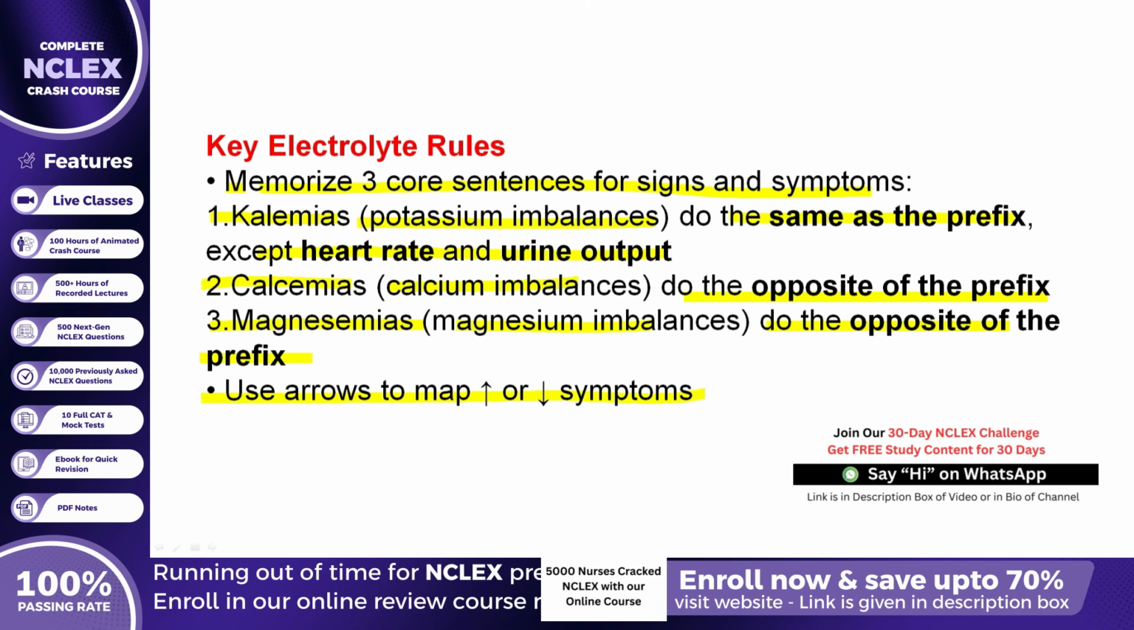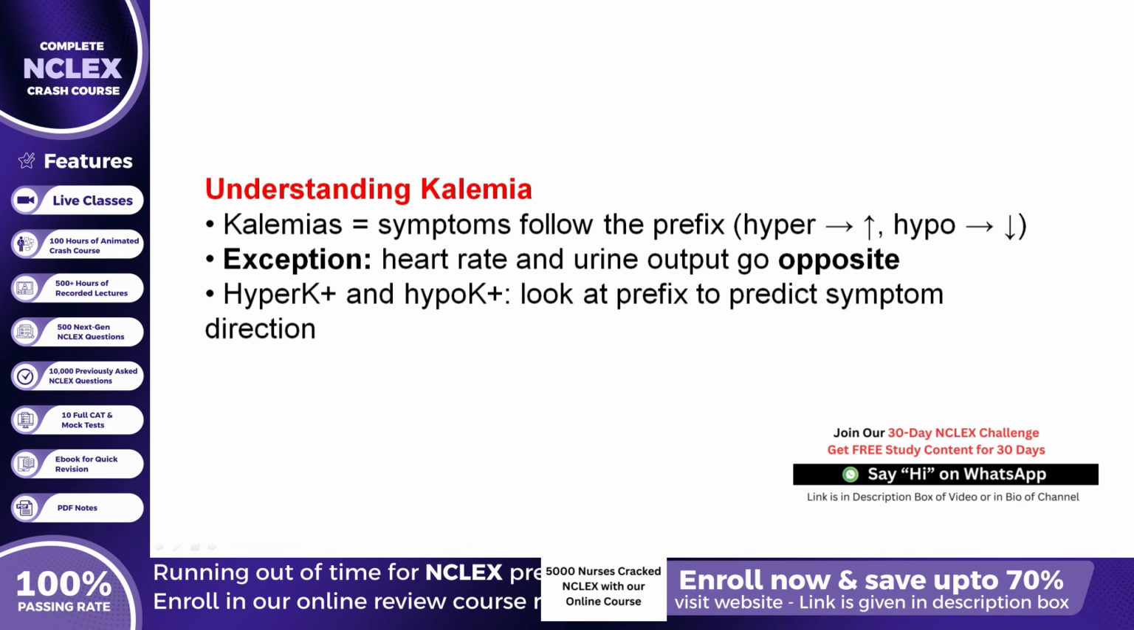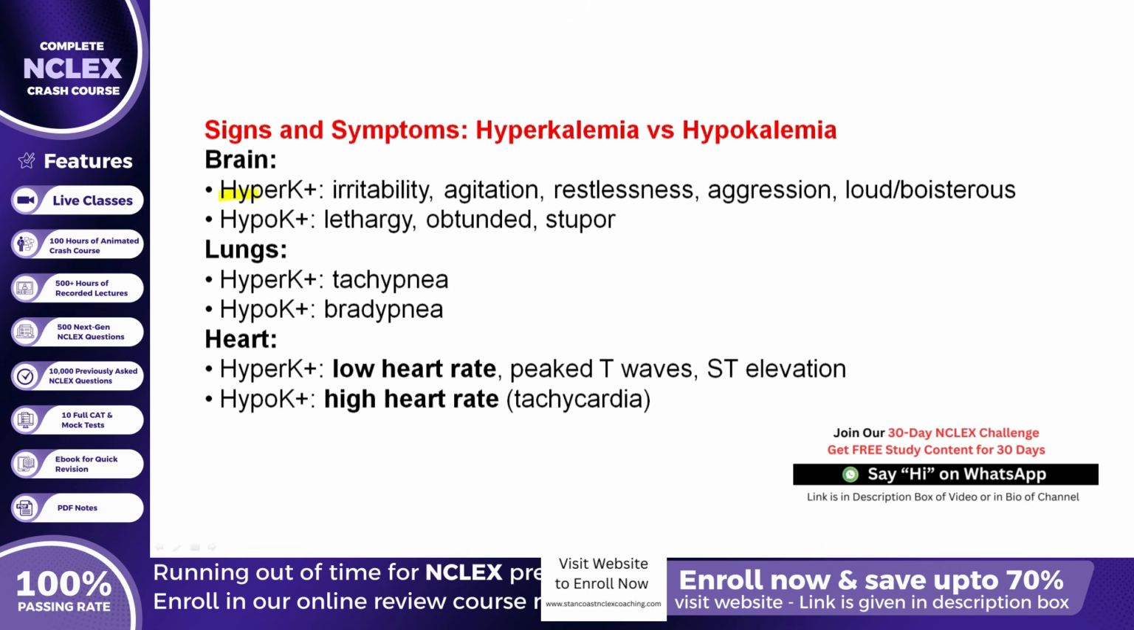Let us begin by understanding kalemia. First remember that kalemias have symptoms that follow the prefix, where hyper means increased and hypo means decreased. The key exception you must always keep in mind is that heart rate and urine output go in the opposite direction of the prefix. So, when looking at hyperkalemia and hypokalemia, simply look at the prefix to predict the direction of the symptoms. Starting with the brain, hyperkalemia presents with irritability, agitation, restlessness, aggression, and a loud or boisterous behavior.